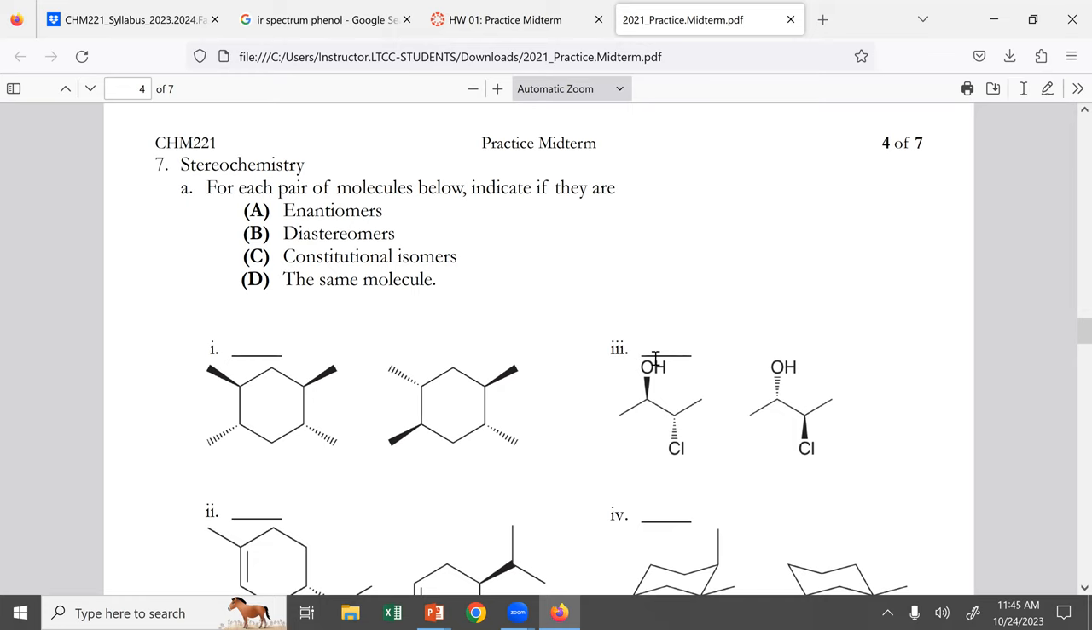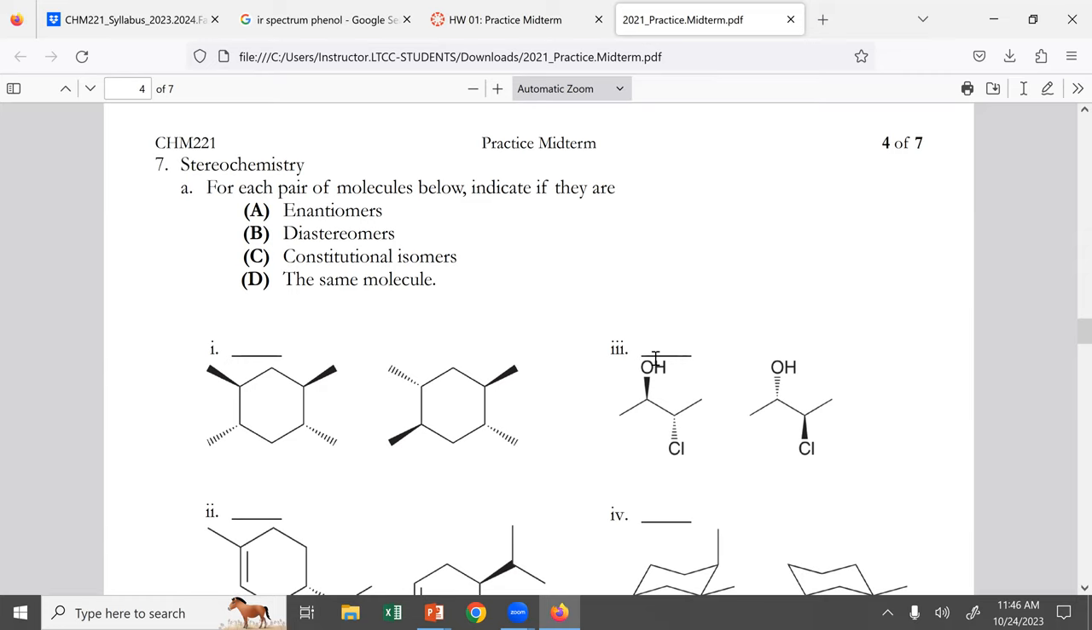And I know it's not an enantiomer because you flipped, this one didn't change, right? And this one didn't change. These two flipped, but these two didn't. So I know it's not an enantiomer. If it was an enantiomer, everything would be switched.